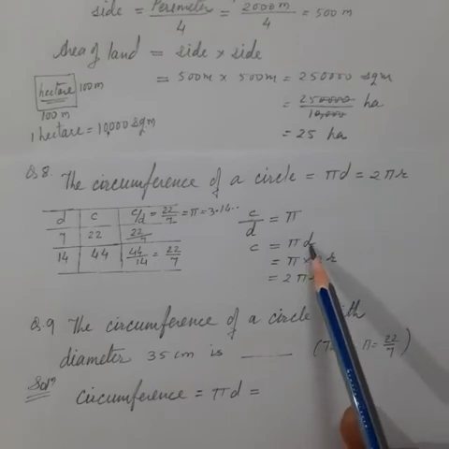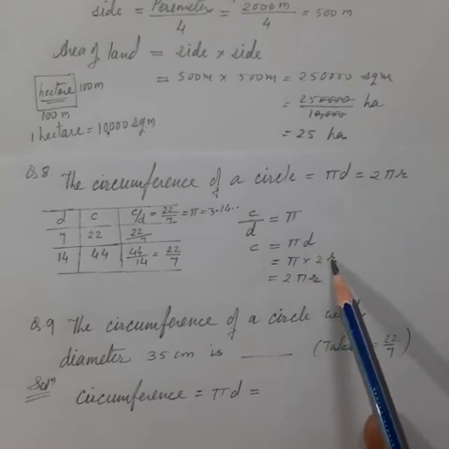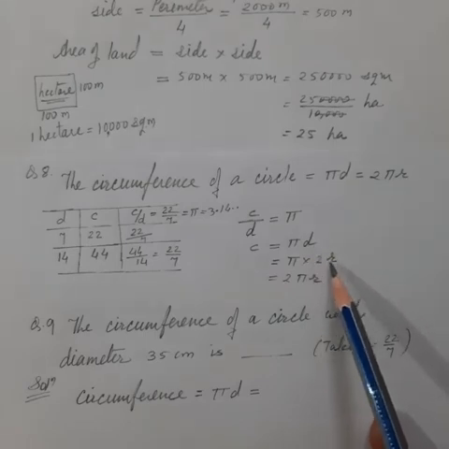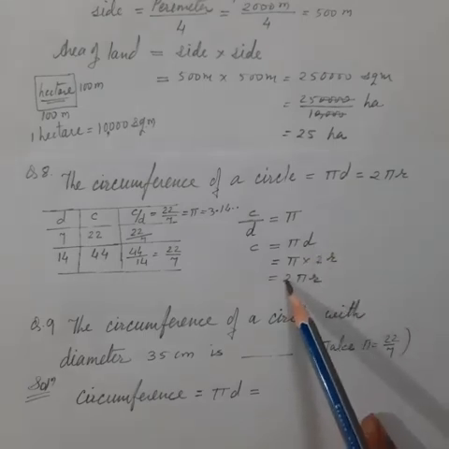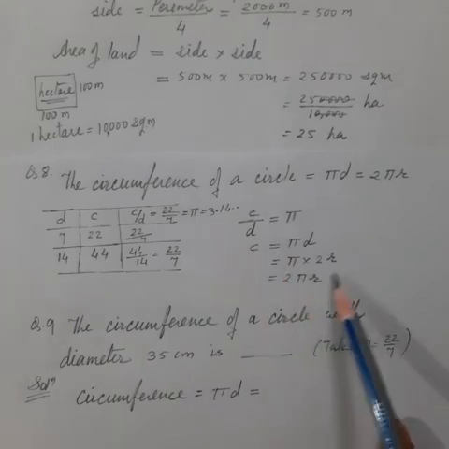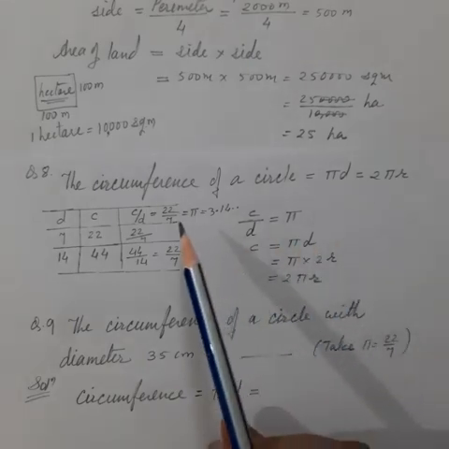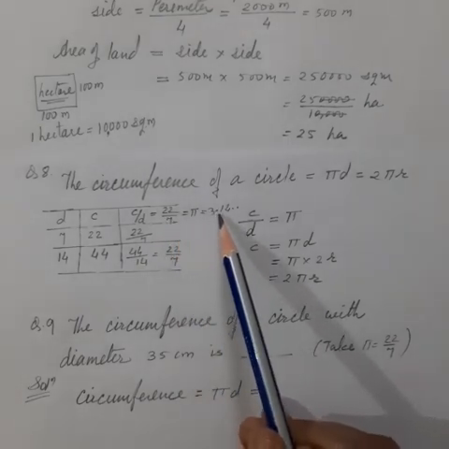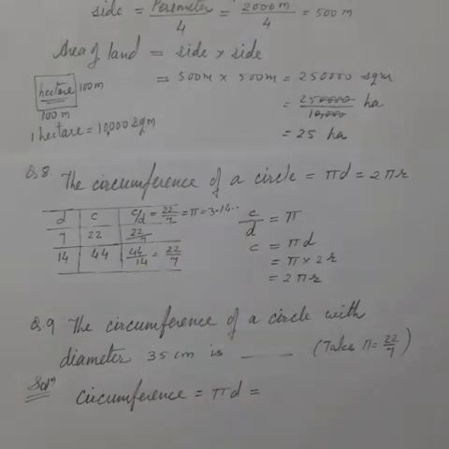We know that the diameter is equal to 2 times the radius. So at the place of diameter put 2r and take 2 in front. We get circumference of the circle is equal to 2 pi r. The approximate value of 22 by 7 is 3.14.